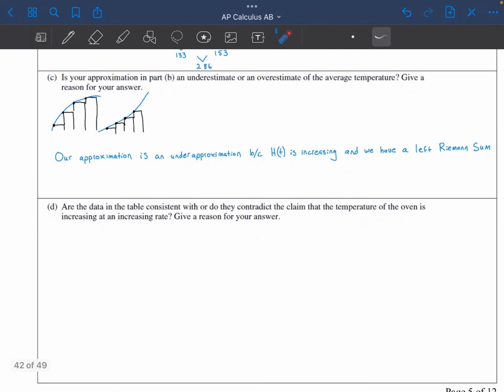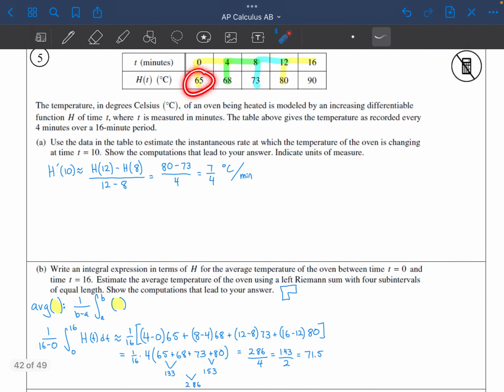Are the data in the table consistent with, or do they contradict the claim that the temperature in the oven is increasing at an increasing rate? And give a reason. Okay, so first of all, it's definitely increasing. Like the first part, there's no debate. I just said it up here, right? It's increasing. But what about the rate at which it's increasing?